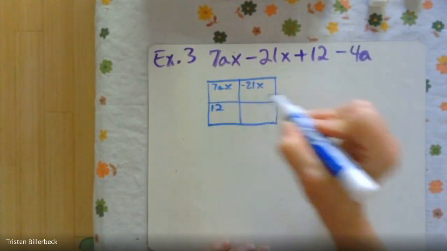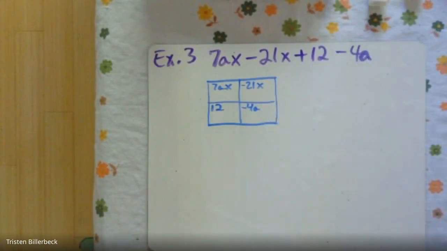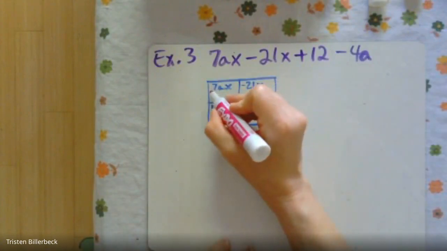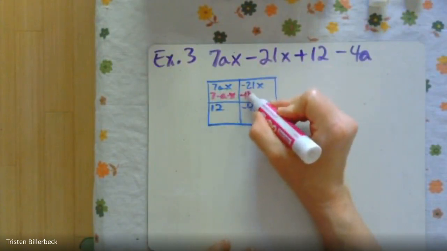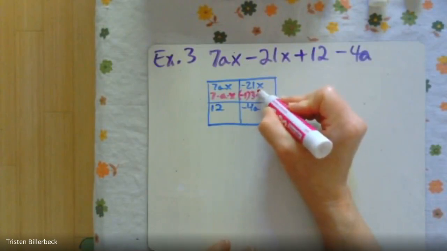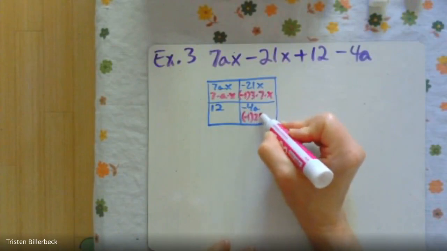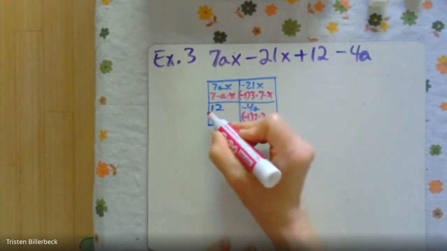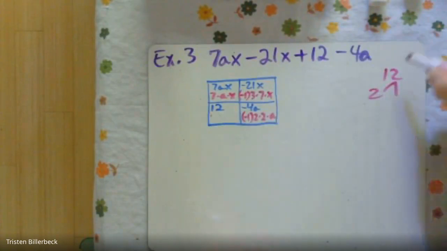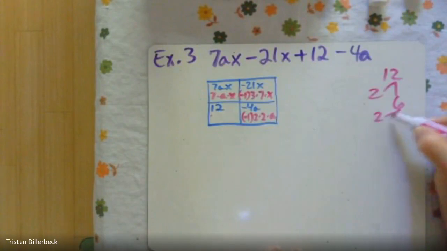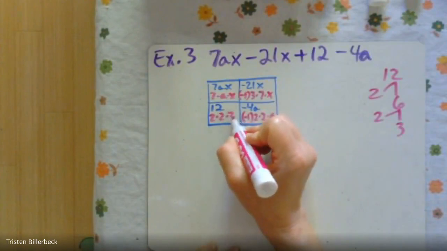Okay, so 12, and then we have negative 4a. Now we're going to break this into prime factorization. So this is just 7 times a times x, and this is negative 1 times 3 times 7 times x, and this is negative 1 times 2 times 2 times a, and this is, well, we didn't do that. So 12 divided by 2 is 6. Take a 2 out because that's still even as 3. So this is 2 times 2 times 3.